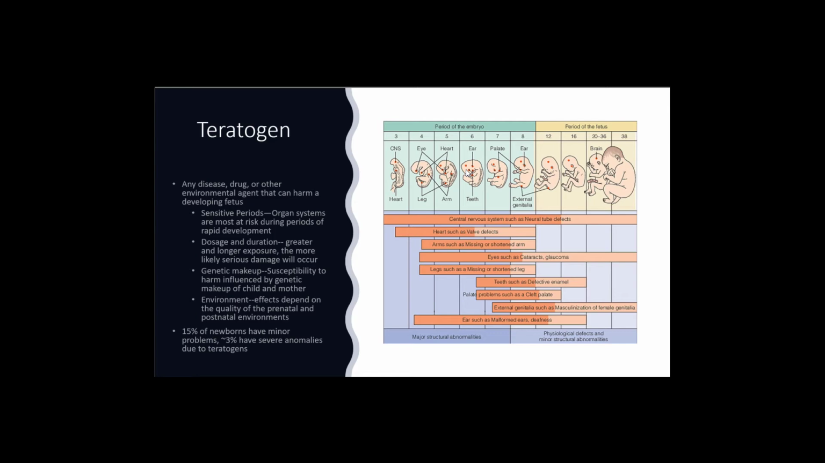Environment: effects depend on the quality of the prenatal and postnatal environments. This is, again, kind of straightforward. Not only does the prenatal environment impact development, but the postnatal environment affects development. So the postnatal and prenatal developmental tracks interact in complex ways. 15% of newborns have minor problems, and 3% have severe anomalies due to teratogens.